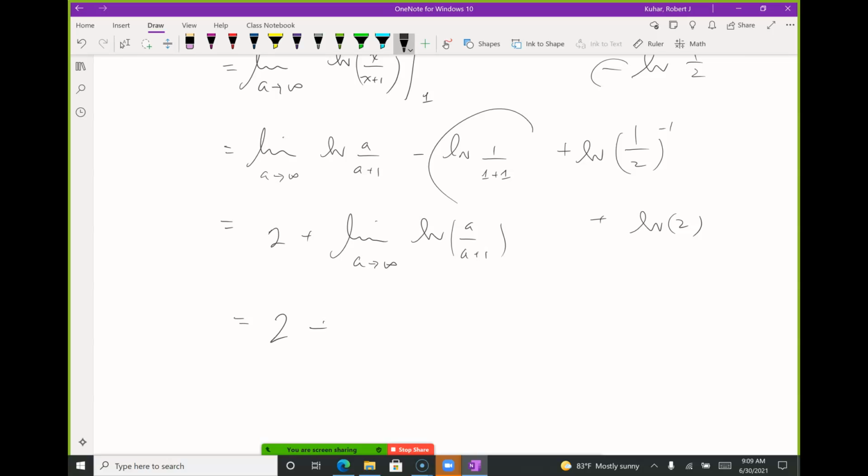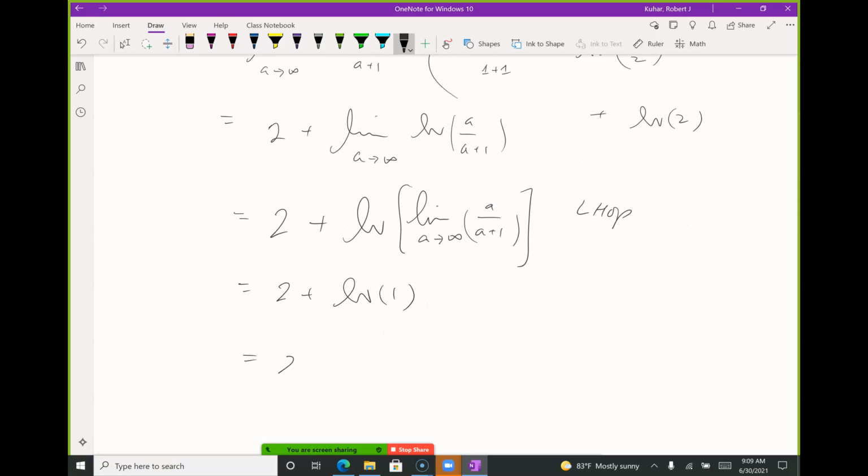So I'm looking at 2 plus the ln of the limit as a goes to infinity of a over a plus 1. Right? And of course that is 1 by L'Hopital's rule. So I get 2 plus the ln of 1, which is 2. Right? Because ln of 1 is 0.